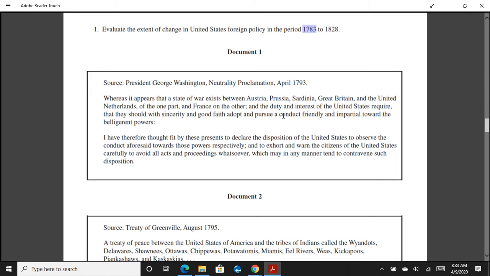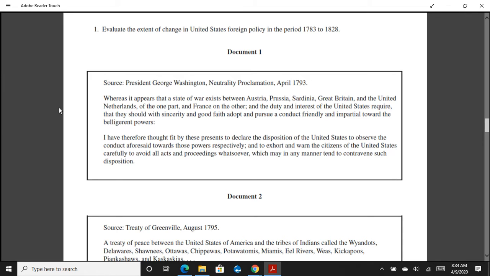So we're going to take a look at the historical situation of that document. First we'll read it. It won't take very long. We'll do a quick breakdown and then we'll be done. So, President George Washington, Neutrality Proclamation, April 1793. That is important, that we look at that year. We may not know exactly what happened in 1793, but we have to consider the time around it, the historical situation.